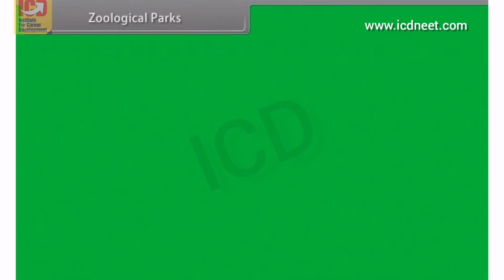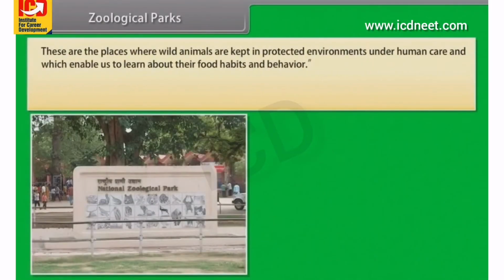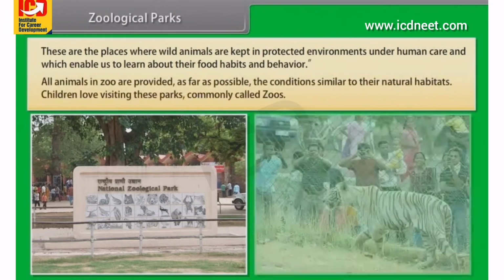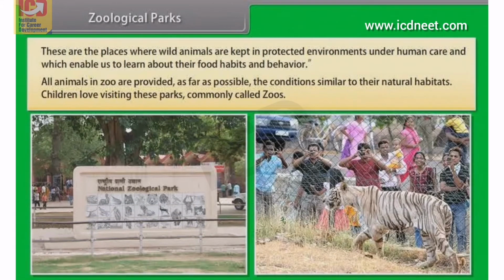Zoological Park: These are the places where wild animals are kept in protected environments under human care, and which enable us to learn about their food habits and behavior. All animals in a zoo are provided, as far as possible, conditions similar to their natural habitats. Children love visiting these parks, commonly called zoos.